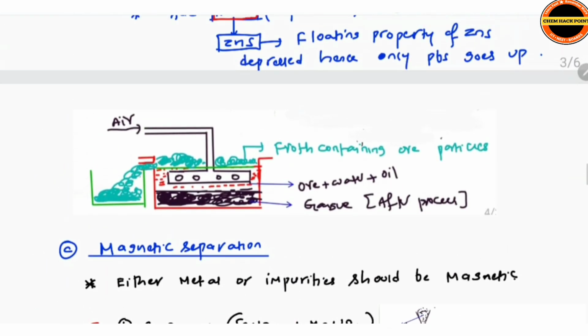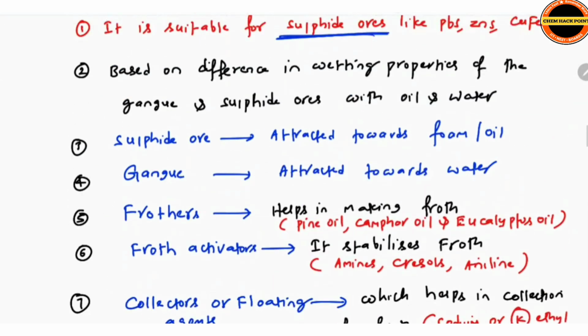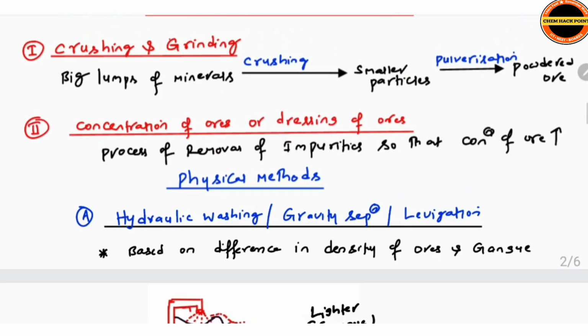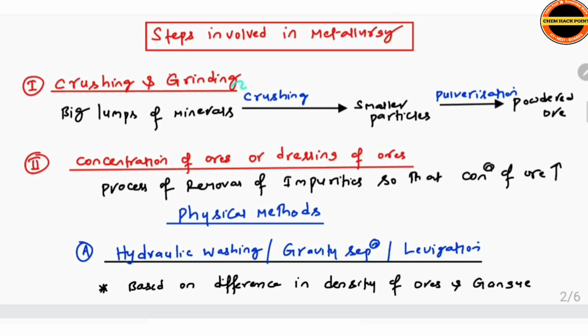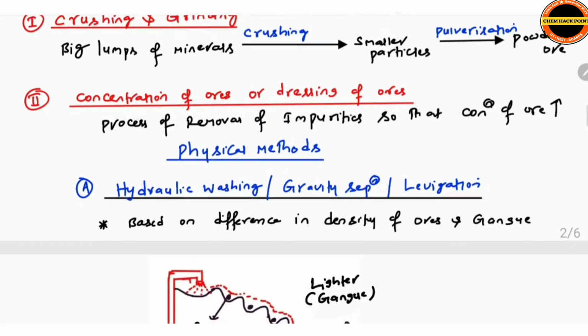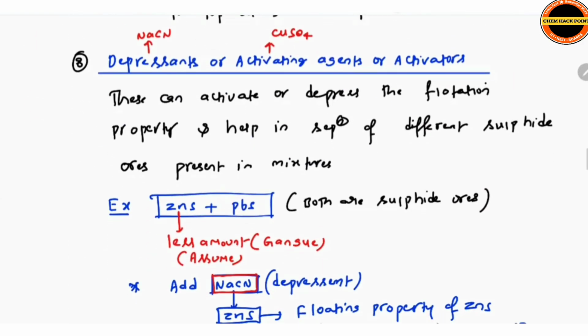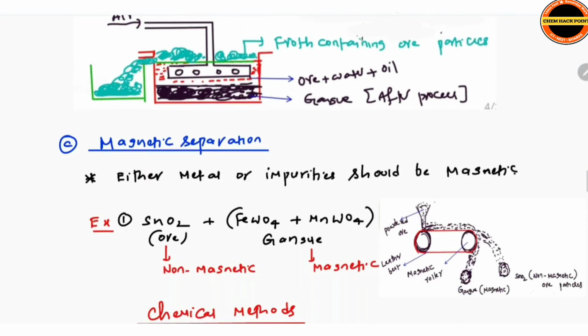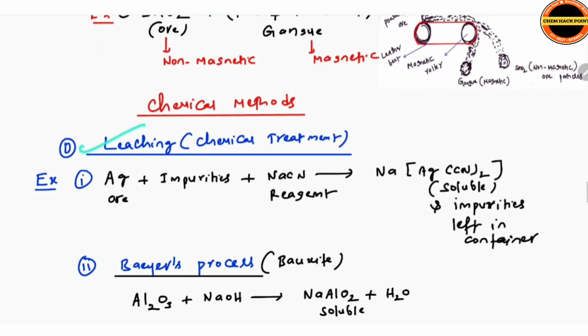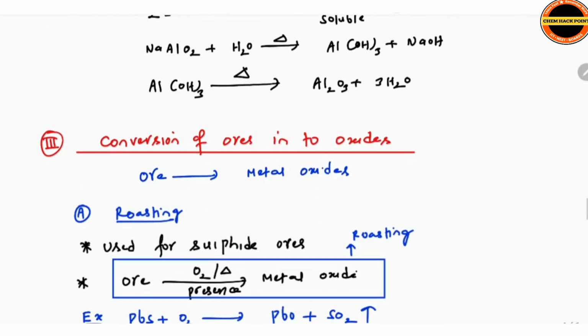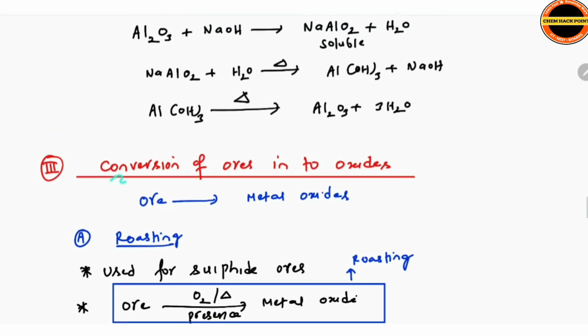So what we are doing here by using this method, that is the second method. The first step is crushing and grinding. The second step is concentration of ores or dressing of ores. Under concentration, physical methods A, B, C, and chemical methods like leaching, with examples given. And the next step is conversion of ores into oxides, where the ore is converted into metal oxide form.